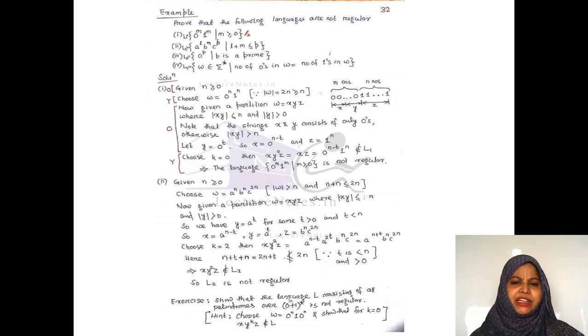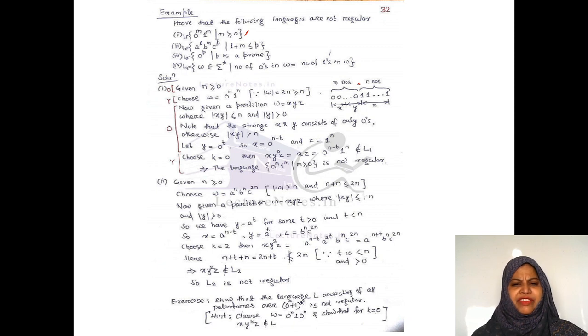First, 0 power n and 1 power n. See here, instead of m I am going to take n, where n is greater than or equal to 0. So already n is greater than or equal to 0, so my first property is satisfied. The second one is to choose w equal to 0 power n, 1 power n, where |w| equals 2n, which is greater than or equal to n. So see here, there are n zeros, and also n ones.